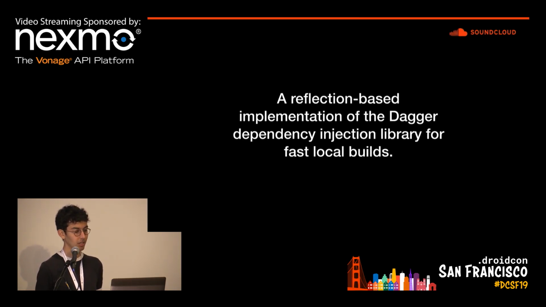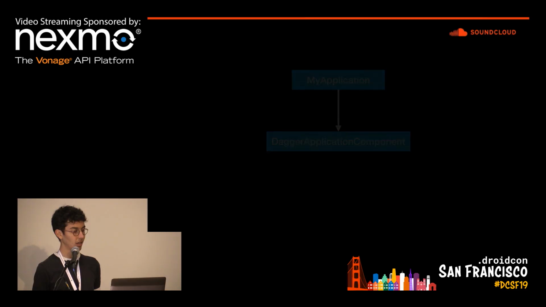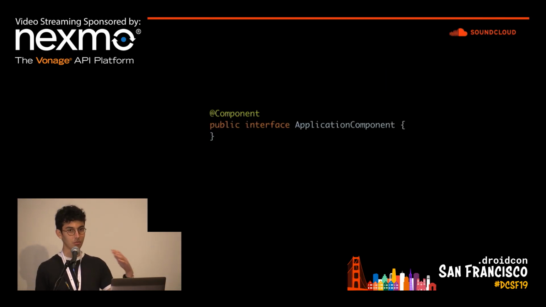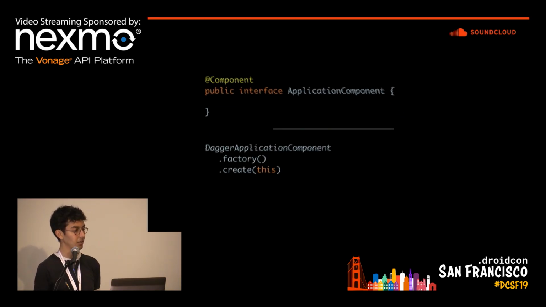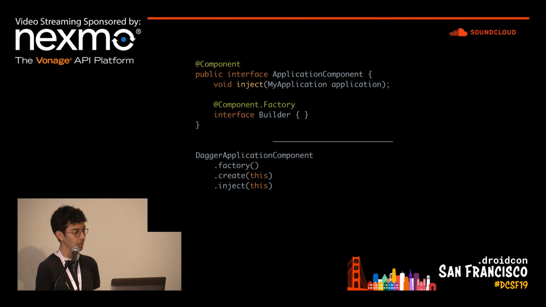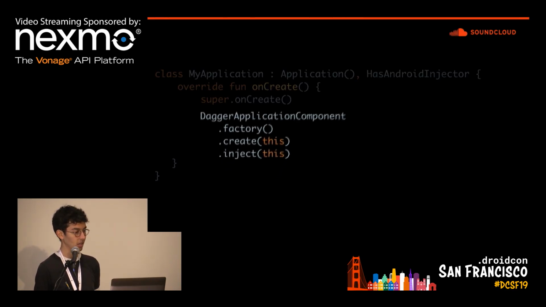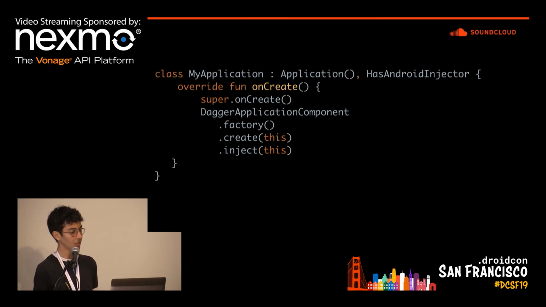All right, so how does it work? If you have an application class called MyApplication, and it depends on the Dagger application component, just so you understand what the code looks like, this is what the application component would look like. You have your component annotation on top, and at the bottom, you have your application class. And then the way you inject all the things you want to inject, you add an inject method to the interface, and then you call inject from your application class. And this is what your application class looks like.